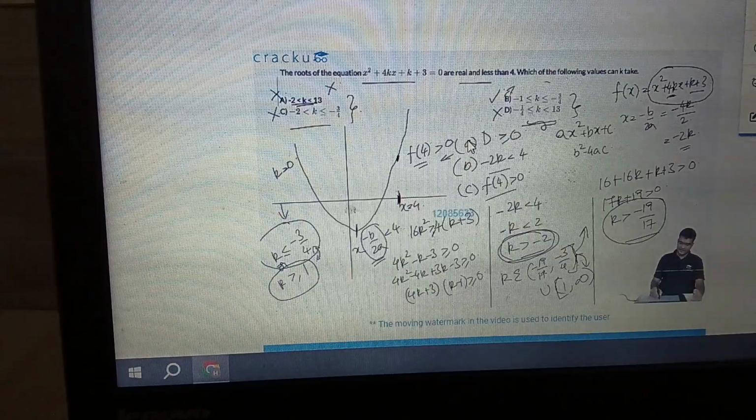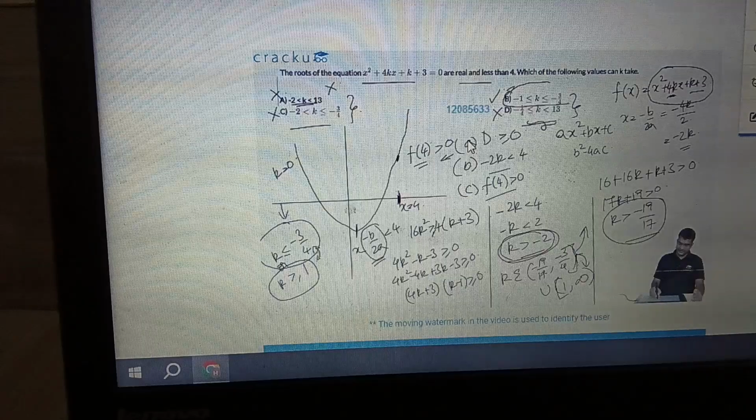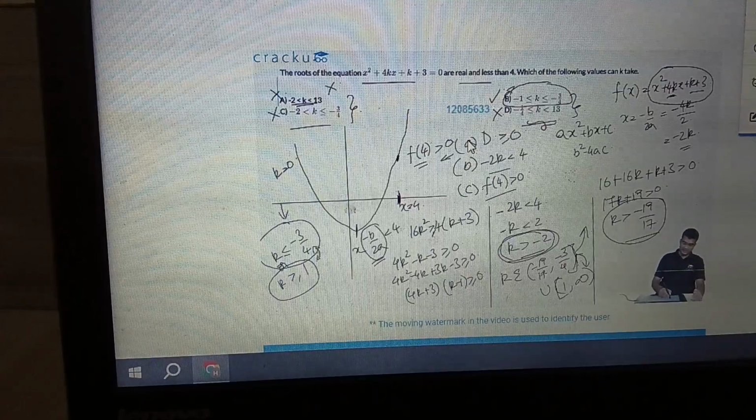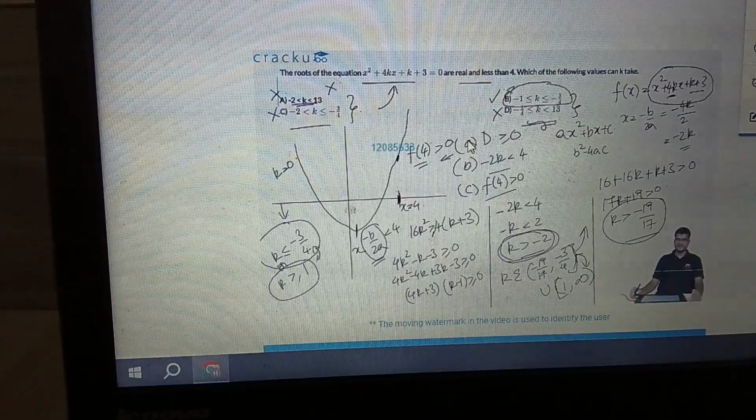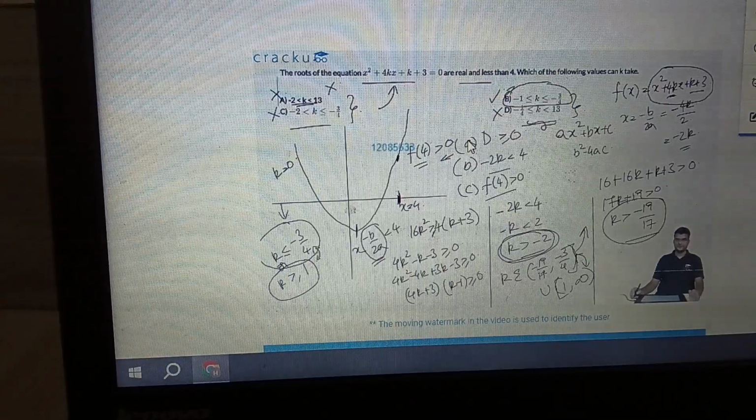Essentially what we are saying is, for all values of k which lie between minus 1 and minus 3 by 4, the roots of the quadratic equation x squared plus 4kx plus k plus 3 equals 0 will be real and both of them will be less than 4.